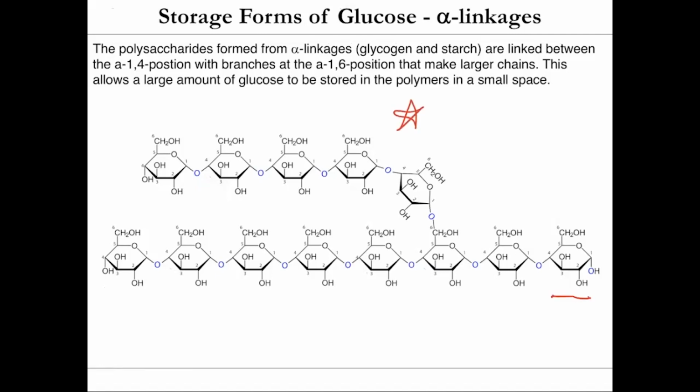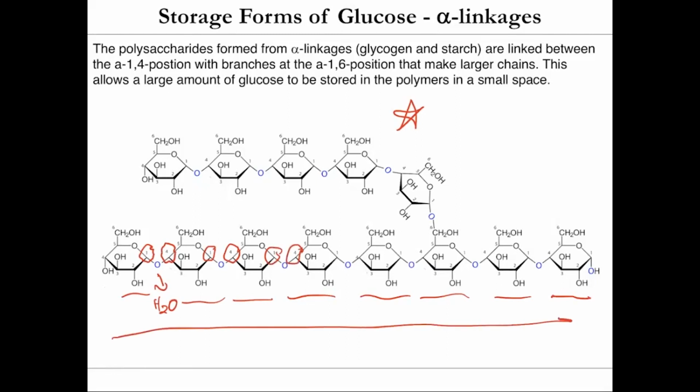These alpha glucose molecules will be linked in starch and glycogen in this way right here. So you'll have a long chain of alpha 1,4 linkages. And you can see that makes sense because the 1 carbon is connected to the 4 carbon. These will be connected and a water will actually be lost. So you can see alpha 1,4, alpha 1,4, alpha 1,4, and so on down the chain. But glycogen and amylopectin in starch can also have alpha 1,6 linkages. So this is an alpha 1,6 linkage here.